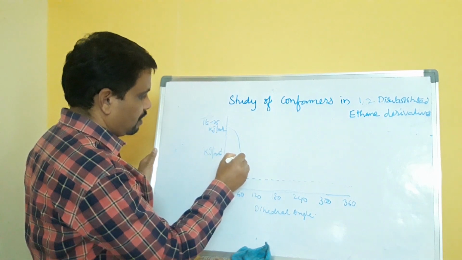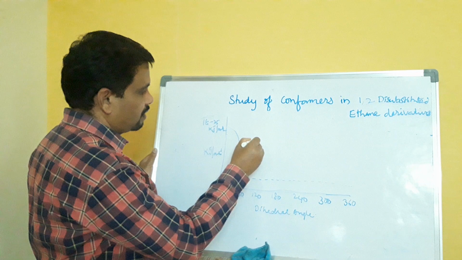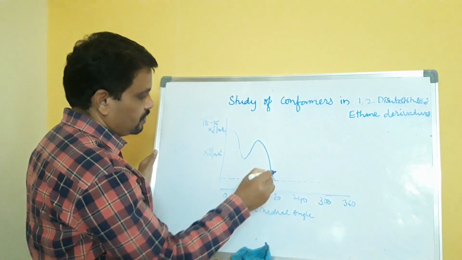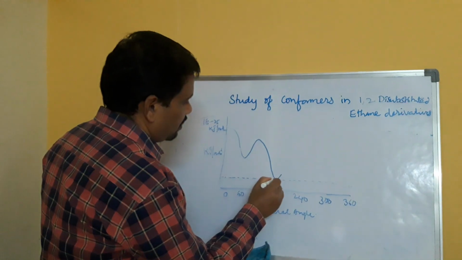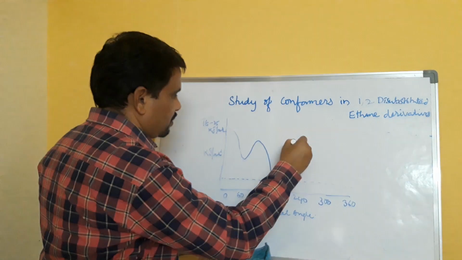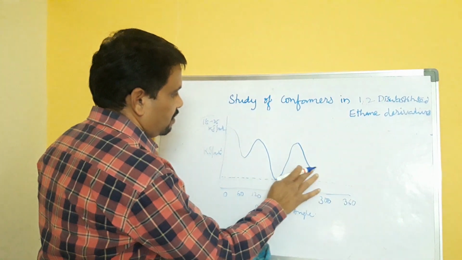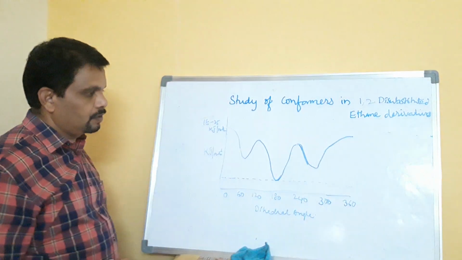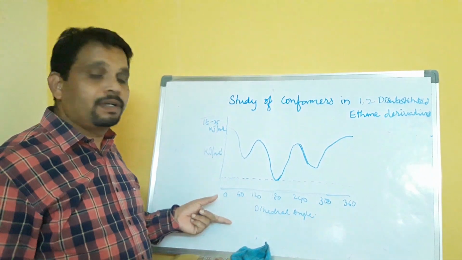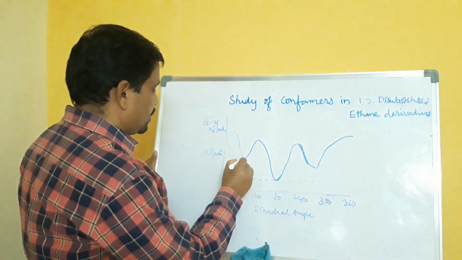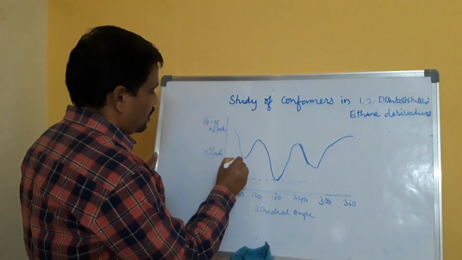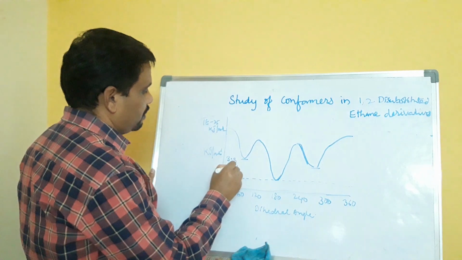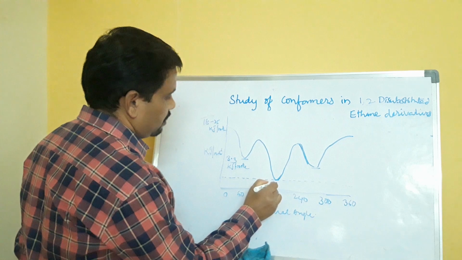At 60 degrees, gauche, then 120 partially eclipsed, then the very stable anti one, then partially eclipsed, then gauche. Okay, so this is the potential energy diagram for n-butane. Here at 60 degrees the gauche conformer has 3.3 kilojoules per mole energy. And at 0 degrees, 0 kilojoules per mole.